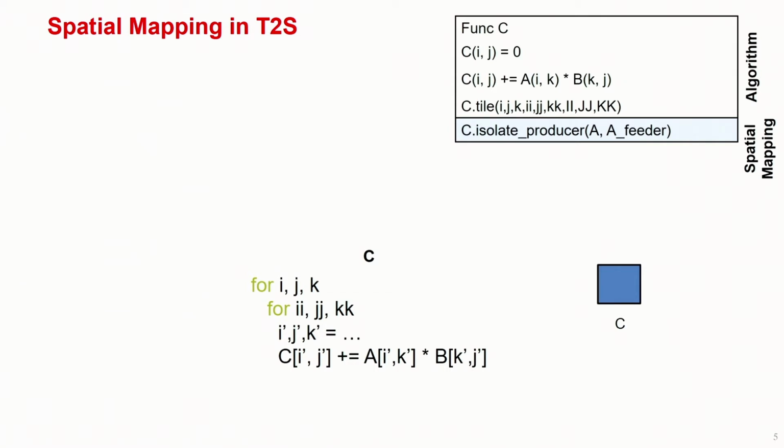So for example, in this case, the user identifies that the innermost loop body consists of 4 major operations: loading of matrix A, loading of matrix B, performing a MAC operation, and storing the results back into the C matrix at the appropriate location. So the user isolates the loading of matrix A into a separate function called A feeder using our isolate producer directive.